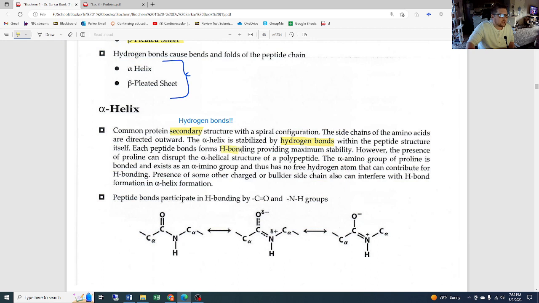So hydrogen bonds are, even though it's just between hydrogen, you think like water, you can kind of separate drops. Hydrogen bonding in a whole is considered very, very strong. So it's very, very good for having that good, solid stability. It says, however, the presence of proline can disrupt the alpha helix structure of a polypeptide. The alpha amino group of proline is bonded and exists as an alpha amino group, and thus has no free hydrogen atom that can contribute for H bonding.